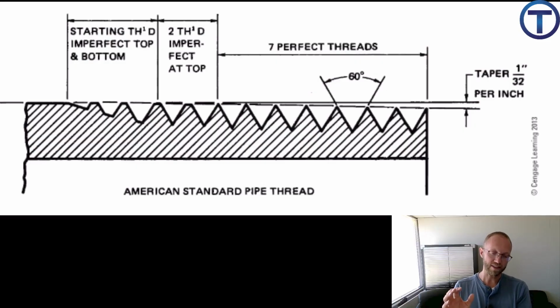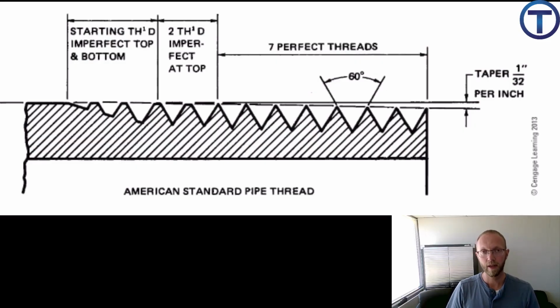Now you should have 7 perfect threads, and those threads have an angle of 60 degrees. This is really particular, right? But this is the standard. Now you also see on that far right side, it says tapered 1/32 per inch. What that means is that we're actually cutting that pipe down, making it more narrow towards the end by just a fraction of an inch, so that as we thread the pipe and fittings together, they get tighter and tighter against each other.